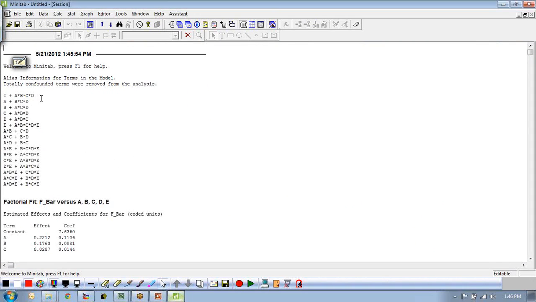Yeah. Okay, yeah. So here's my confounding, and yeah, it is a res 4 design. So I've got my 1s confounded with some other 3s, and I've got my 2s confounded with other 2s in the worst case scenario.